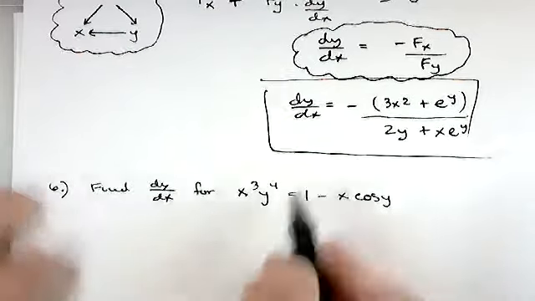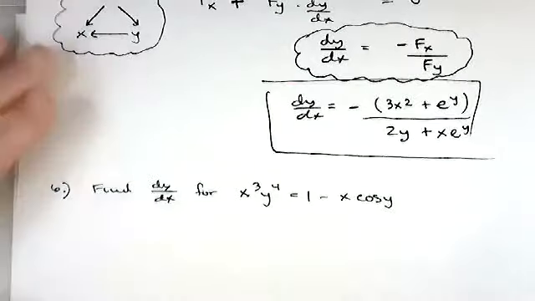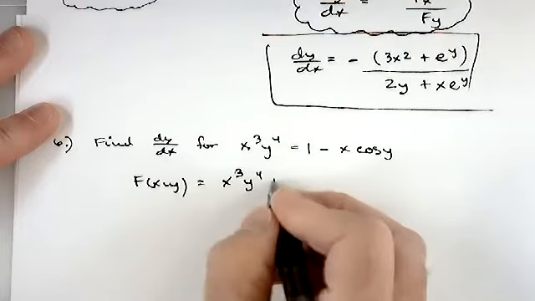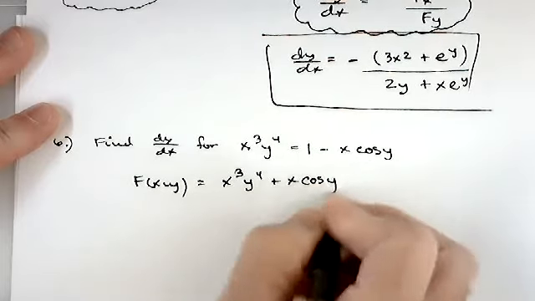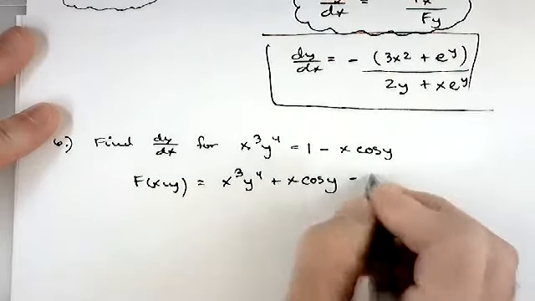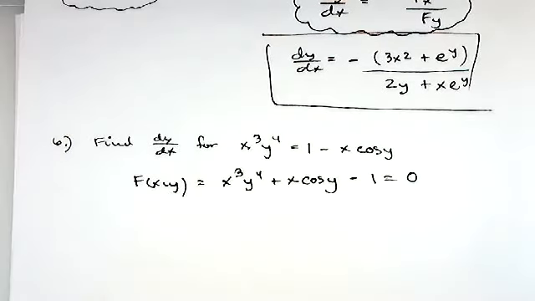So let's try that. Try that on this one. And I'll just get you started with this one: in order for this formula to work, what you want to do is set your function, think of some bigger function where you move everybody to one side. So you'd want to have x cubed y to the 4th. Let's add this over here. Subtract the 1 and set that equal to 0.